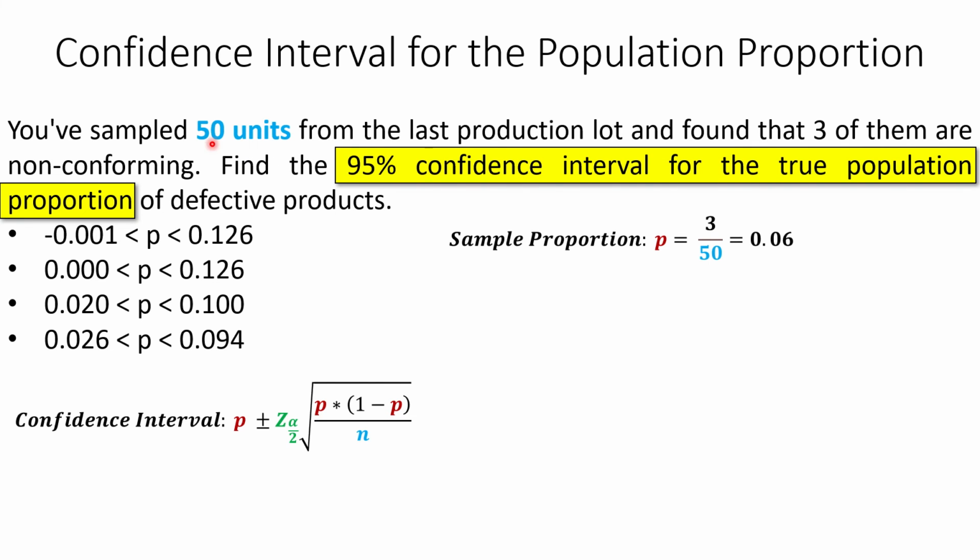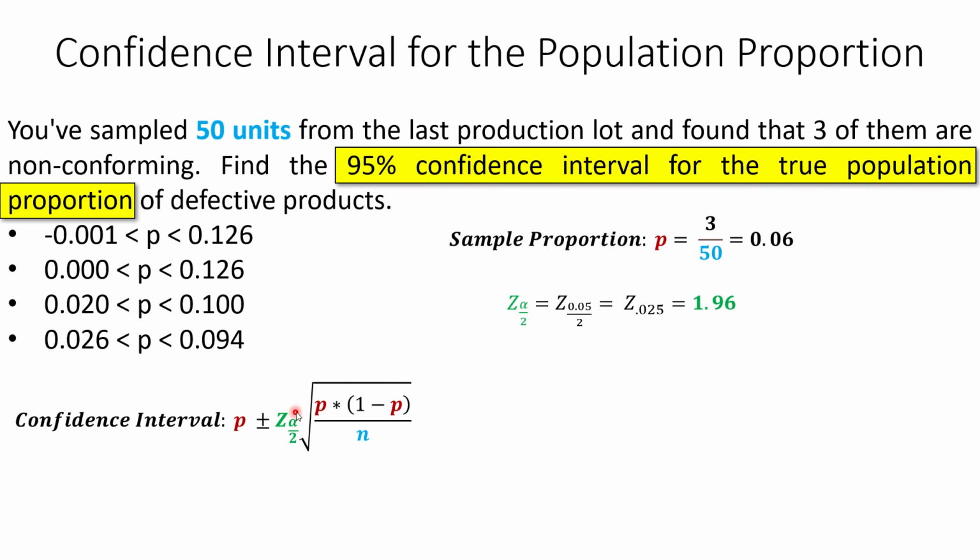Okay, so if we look at the problem statement, we're given some information, okay? We're told that we sampled 50 units, and we found that 3 of them are non-conforming. So the first parameter that we have to calculate is this p-value, which is the sample proportion. In the sample we took, what is the defect rate or what is the proportion within that sample? So we take 3 and we divide by 60, and what we find is that in that sample, we had a 6% defect rate or a 6% proportion.